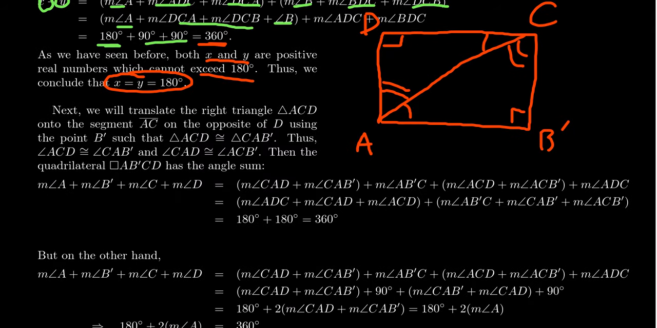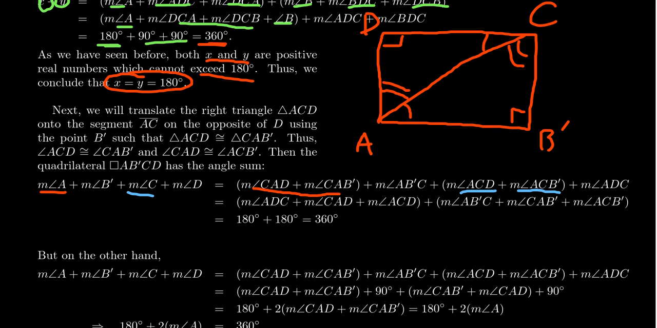Well, angle A of the rectangle can be broken up into two pieces. There's CAD and CAB prime associated to the two triangles. And likewise, angle C is going to be dissected into two parts, ACD and ACB prime. The other two angles of the rectangle, D and B prime, we know to be right angles. So those are going to add up together to give us something that the right angles. We'll come back to that in a second.